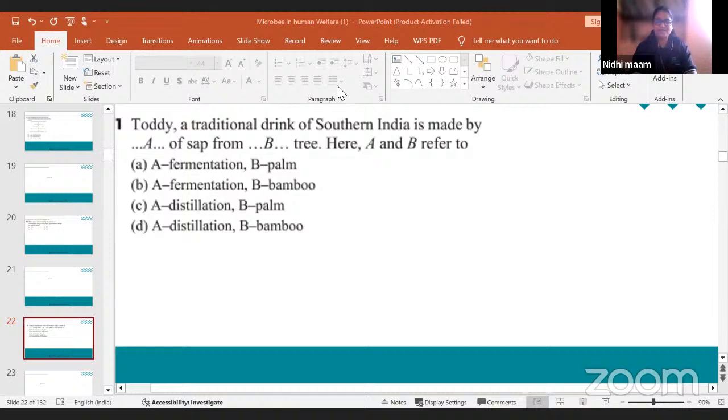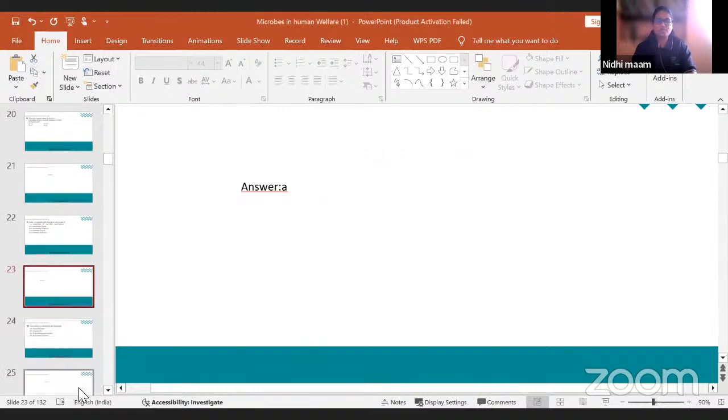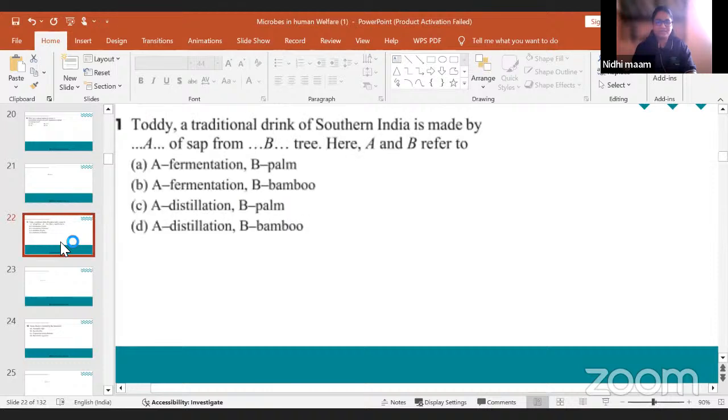Is it clear, Yashas? Jyoti, Shravani, Bhuvan answered it. Is it clear now, Yashas? Okay, so what is your answer on this? So the right answer is here option A, that is fermentation, and B, palm.